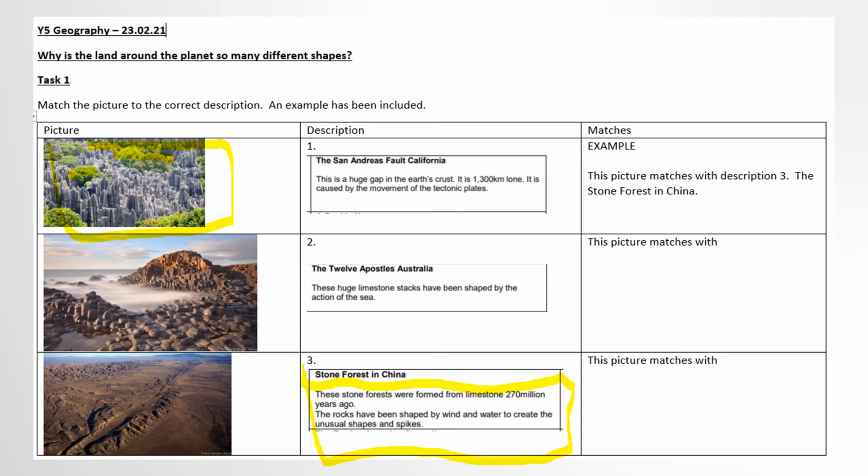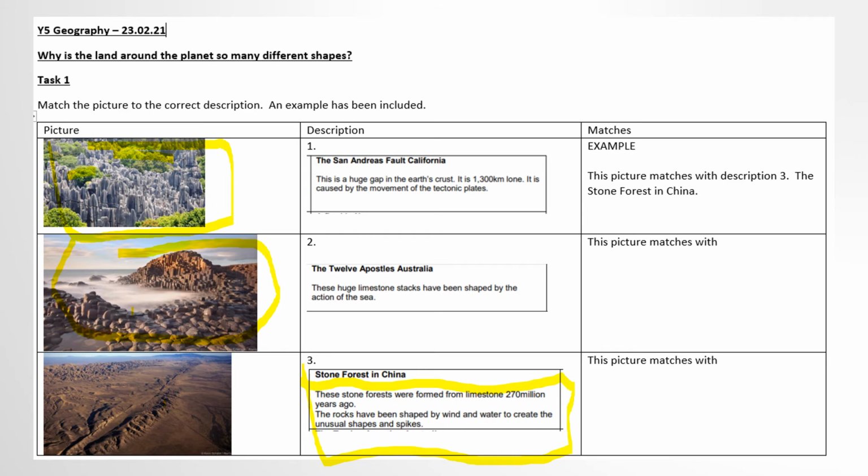So that was why I linked those together. Okay, so then you would go on to number 2, look at this picture here, and then look at all the other descriptions, which one matches that picture there. If you're struggling to think, oh, I can't see any clues in that picture, move on to the next picture.